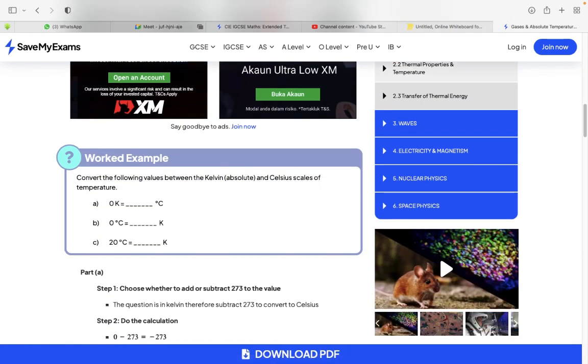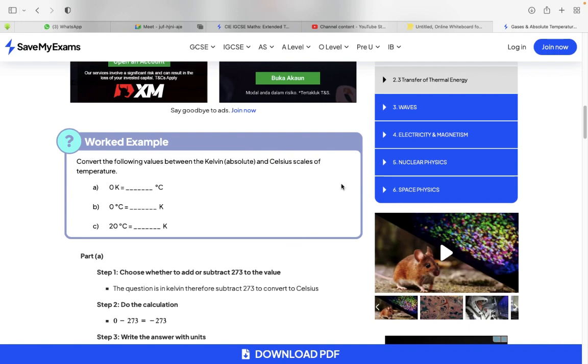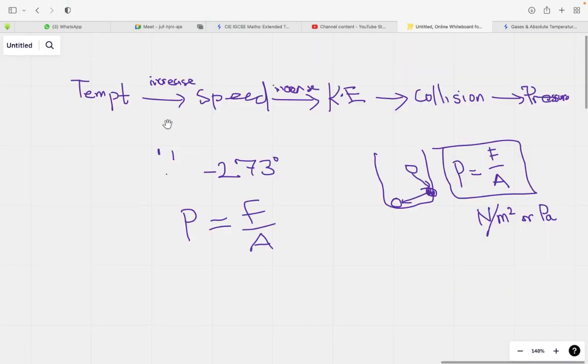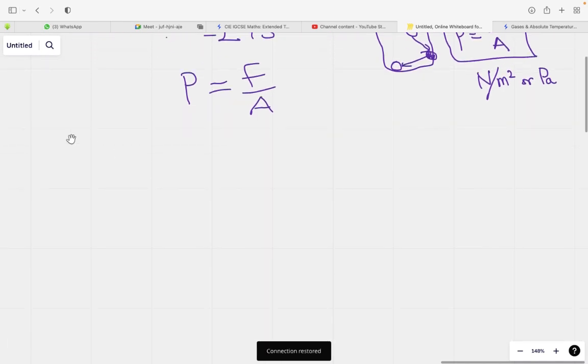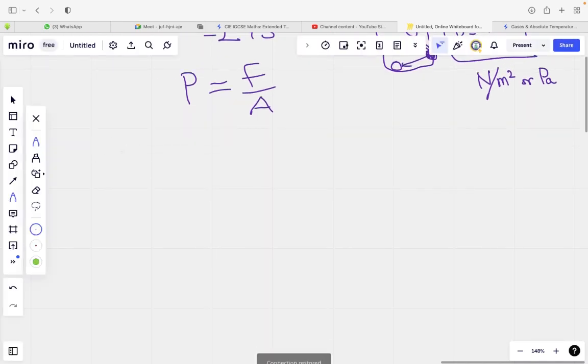Before we do this example, let me write the formula out. On the Kelvin scale, if I want to change temperature, the temperature in Kelvin is equal to the temperature in degrees Celsius plus 273.